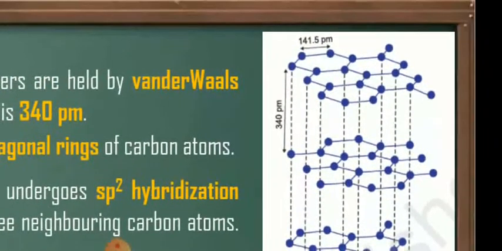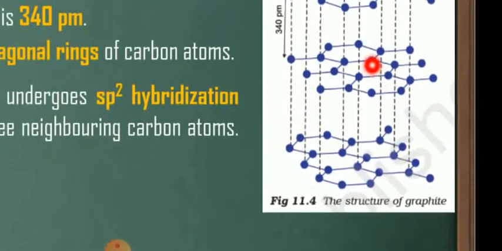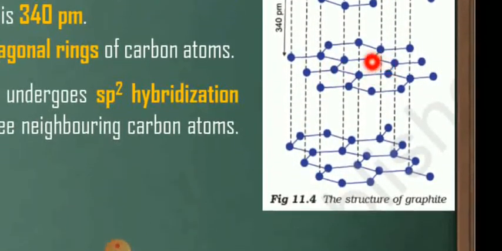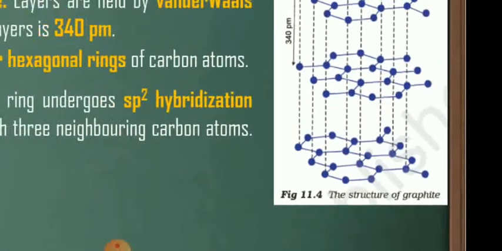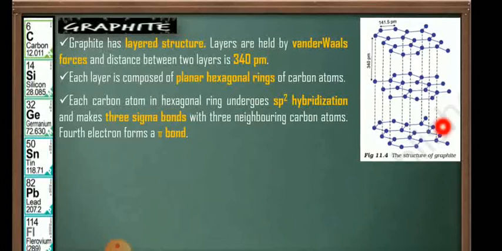Can you see this structure over here? So if you consider this as one ring, in this layer this is one ring. So this is 1, 2, 3, 4, 5, 6. How many membered ring structure is it? It's a 6-membered ring structure. The ring is planar. It's a hexagonal ring structure. Okay, and this ring is attached to another ring, that ring attached to another ring. It contains many planar hexagonal rings of carbon atoms.